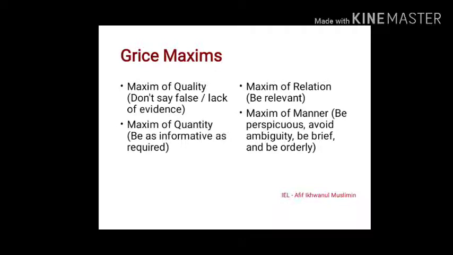For example, in a setting where one of your classmates would like to go to the mosque for praying after performing ablutions, and another friend asks, "Where are you going?" Your classmate must say, "I'm going to pray." So when your classmate says, "I'm going to the west" or "going somewhere," it means that your friend violates the maxim of quality, or is not being true.